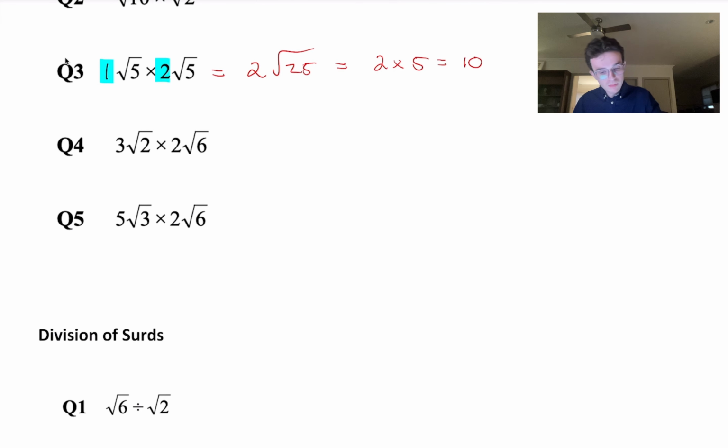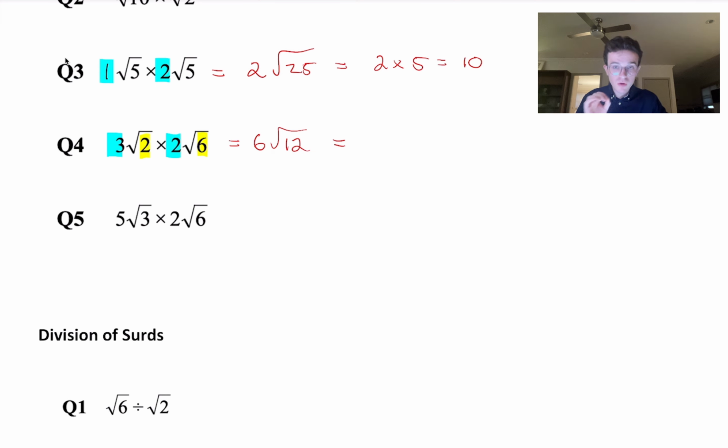Question 4, we're multiplying the numbers outside the square root first. 3 times 2 is 6. And then 2 times 6 is 12. So 6 root 12. Now, root 12 is not acceptable. 6 root 12 is not acceptable as a final answer.